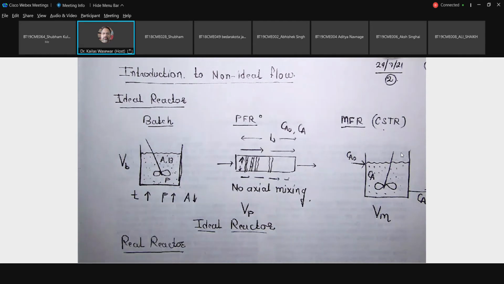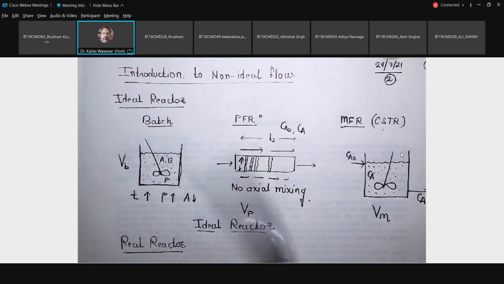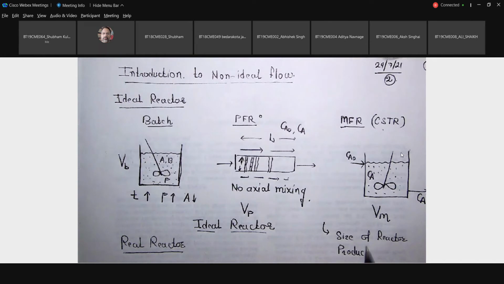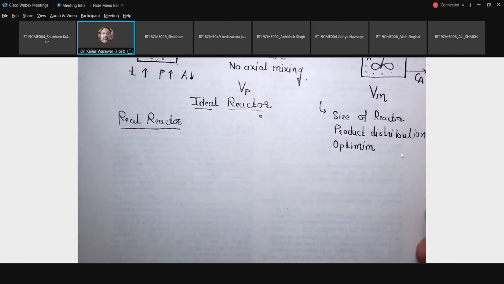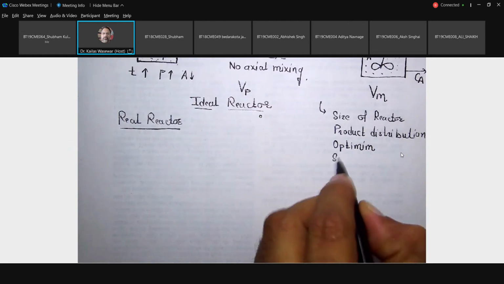Now, in these ideal reactors, what you have studied basically is batch, PFR, MFR, and also what we studied early in CRE1, simply finding out the size of the reactor. Then you have studied the product distribution also. Then optimum configuration and also the optimum concentration or maximum concentration in case of multiple reactions, is it? And it is a little bit simple, is it?